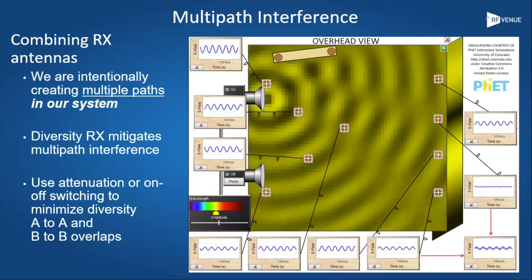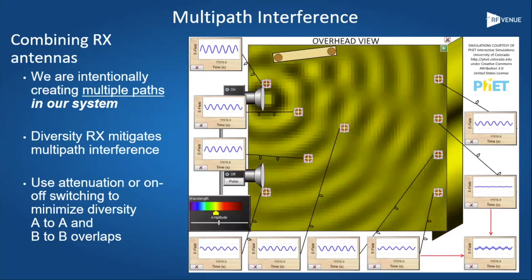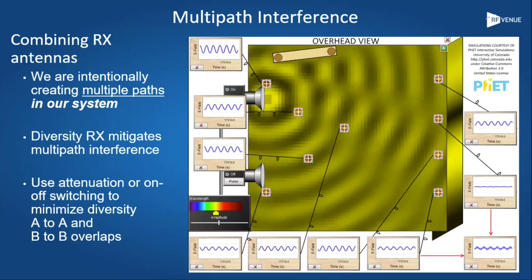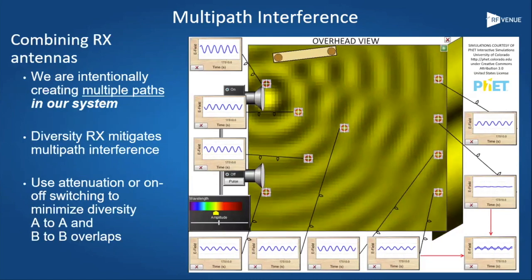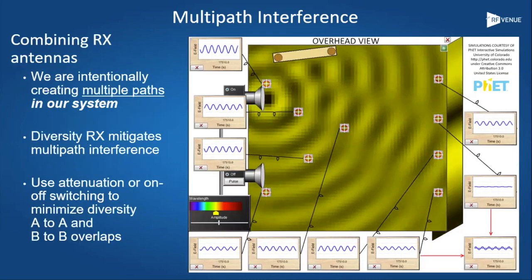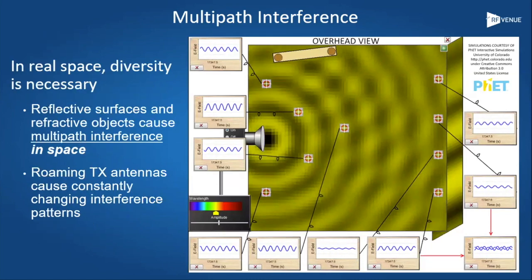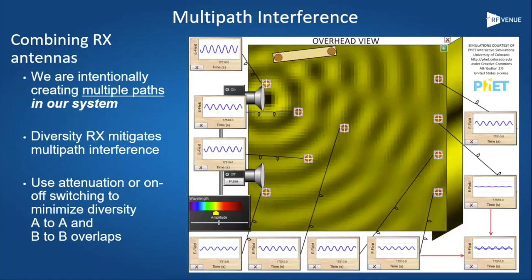So here we've just moved the transmit antenna about a wavelength and a half away from the original. There's the original. There's the moved antenna. And look at the big change in the interference pattern just by moving that antenna a little bit.